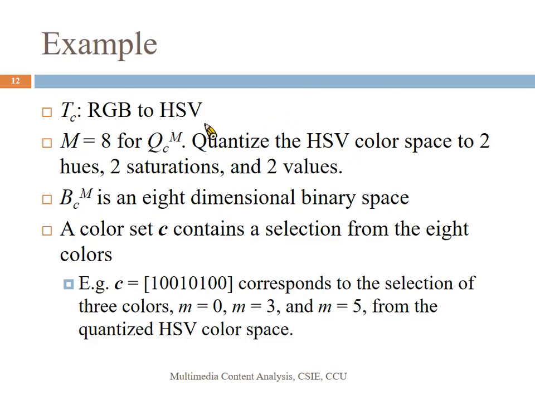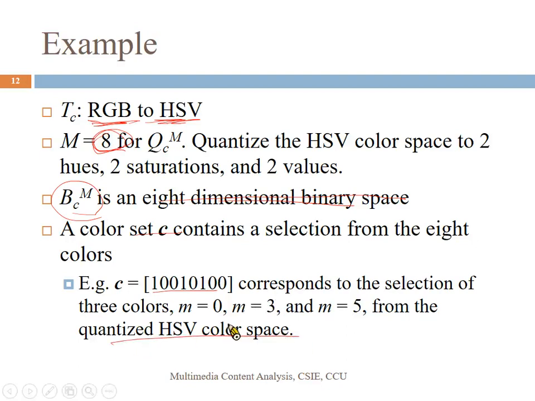So here are the detailed parameters. The transformation is they transform the RGB color space to HSV color space. And for the quantization, they quantize HSV color space to two hue regions, two saturation regions, and two value regions. So there are totally 8 subspaces. So the BCM is an 8-dimensional binary space. So a color set would be like this: 100101000. That corresponds to the selection of 3 colors: the first one, the fourth one, and the sixth one from the quantized HSV color space.